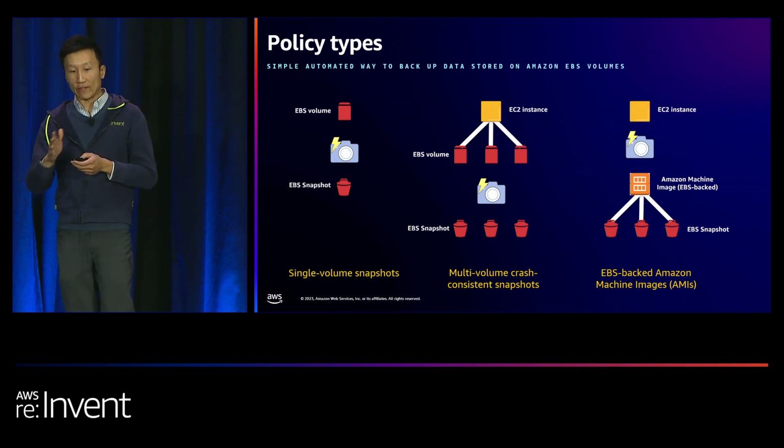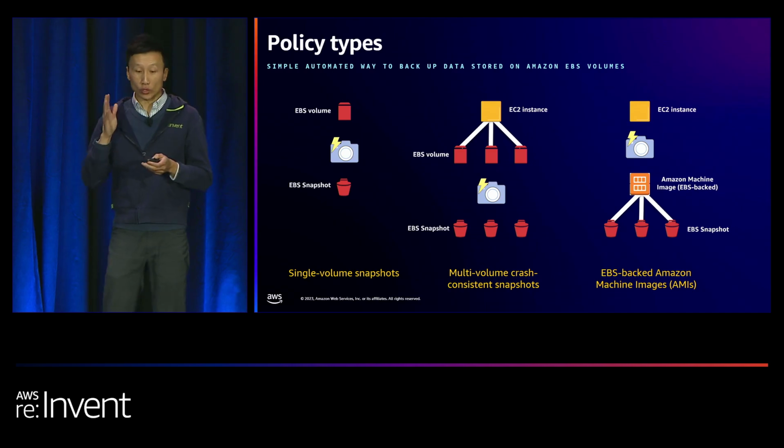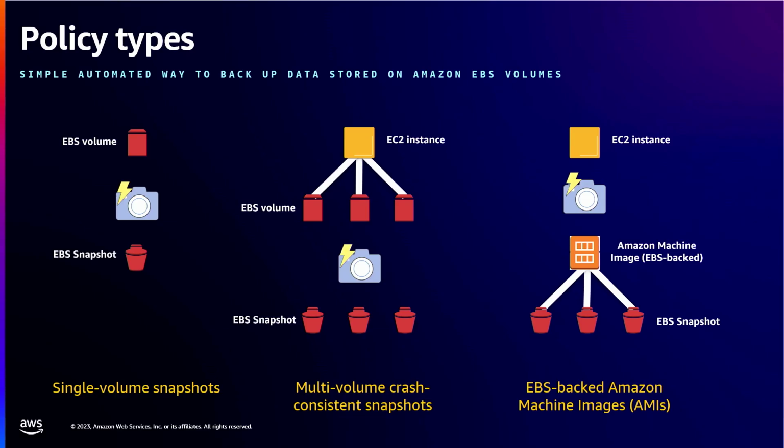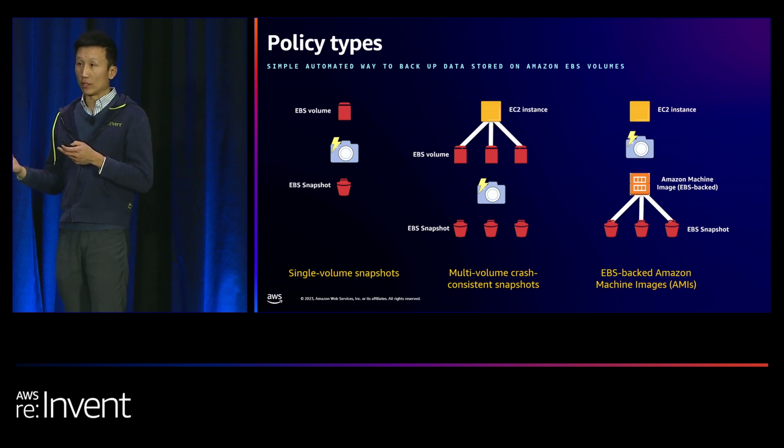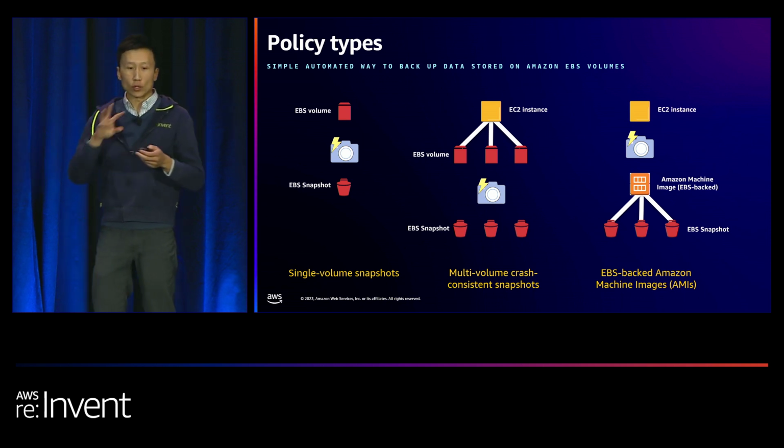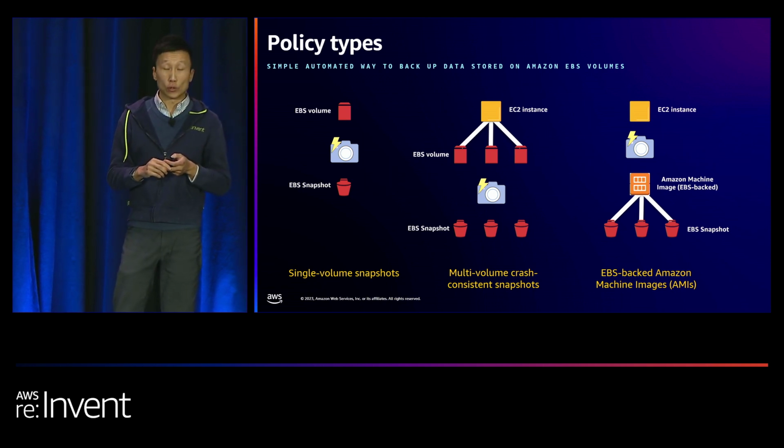So on the left-hand side there, you have the ability to automate the single snapshot of a single EBS volume. In the middle there, we spoke about the multi-volume crash consistent snapshots of all volumes that are attached to an EC2 instance. And on the right-hand side, the ability to automatically create EBS-backed Amazon machine images, as well as the underlying EBS snapshot. So those are the three main policy types when using DLM.